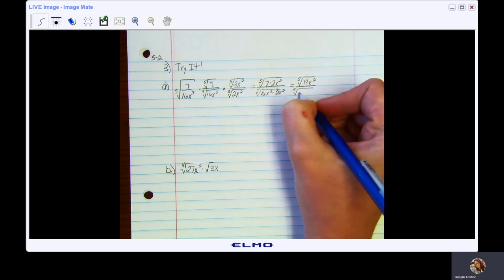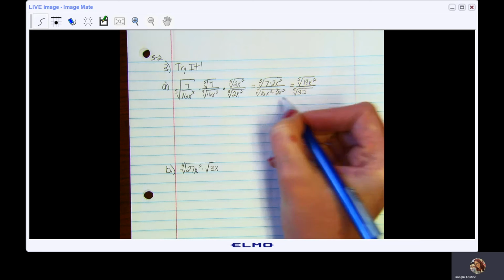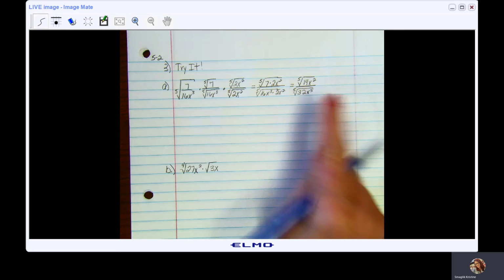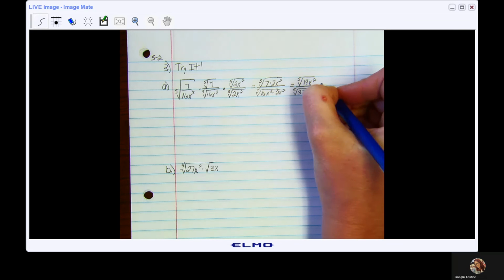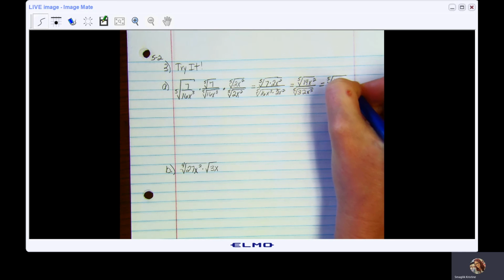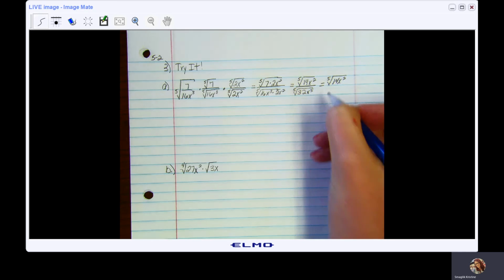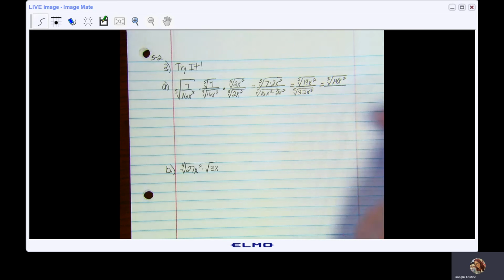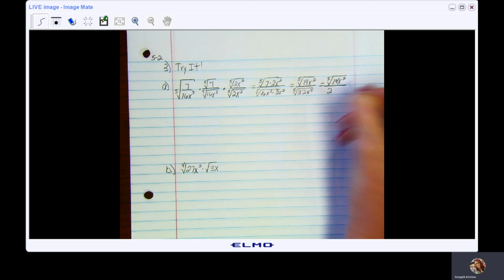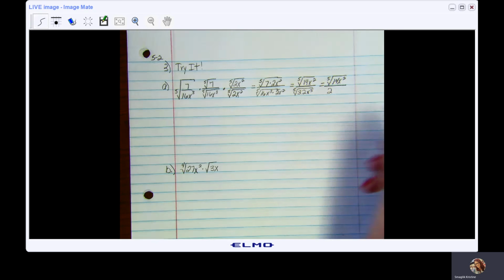16 times 2 is 32. x to the 3rd times x squared is x to the 5th. Perfect 5th root. So here we go, final step. The 5th root, I cannot simplify 14x squared. The 5th root of 14x squared is going to stay. And in my denominator, the 5th root of 32 is 2, and the 5th root of x to the 5th is x.